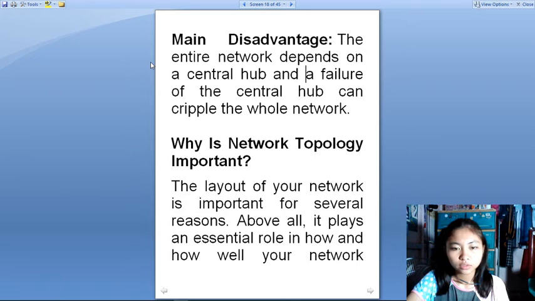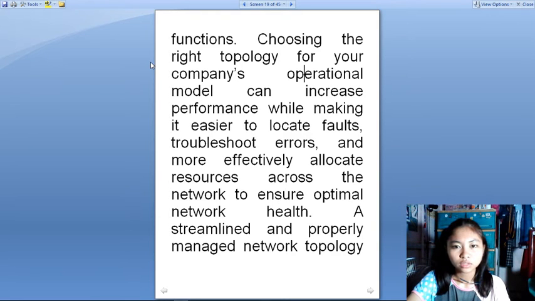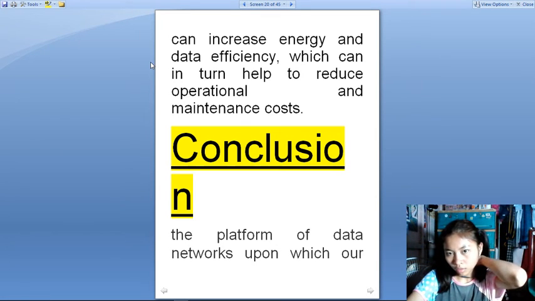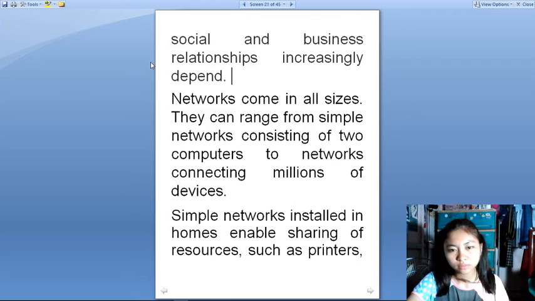Why is network topology important? The layout of our network is important for several reasons. Above all, it plays an essential role in how well your network functions. Choosing the right topology for your company's operational model can increase performance while making it easier to locate faults, troubleshoot errors, and more effectively allocate resources across the network to ensure optimal network health. A streamlined and properly managed network topology can increase energy and data efficiency, which can help reduce operational and maintenance costs.